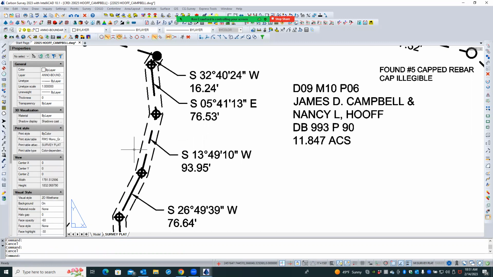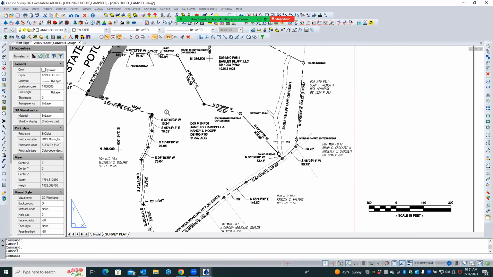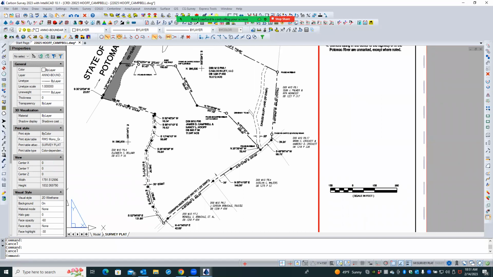Yes, that is way anal retentive and not necessary, Michael. So do what you need to do to get your plat out the door.